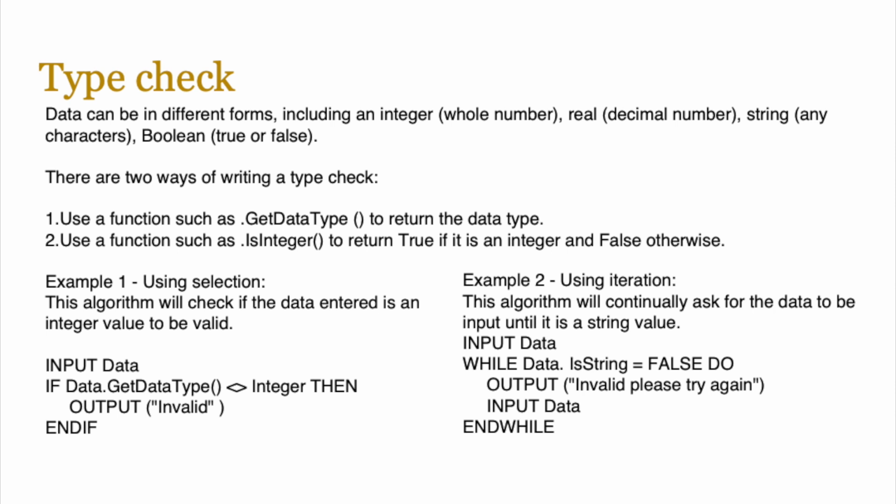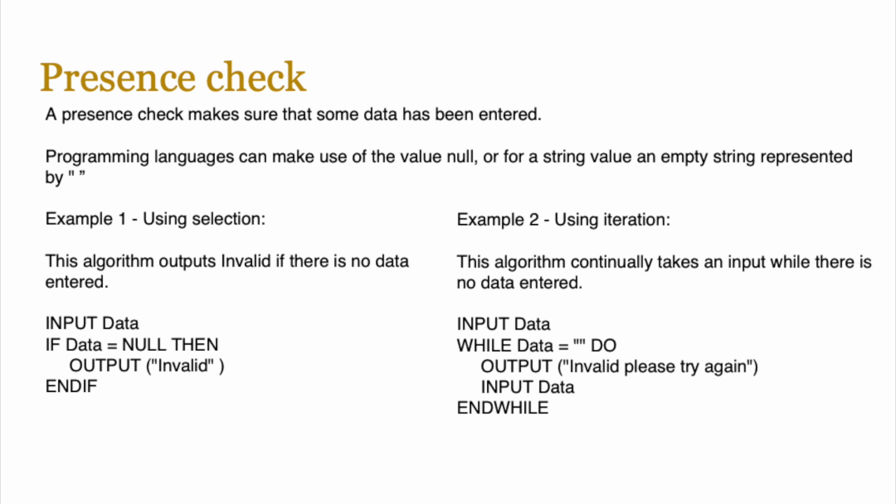So we can use that with a selection or a while loop as well. That allows us to check if the user is entering the right type of data when they're asked for an input. So pause the video and study both examples and then move on. A presence check makes sure that some data has been entered.